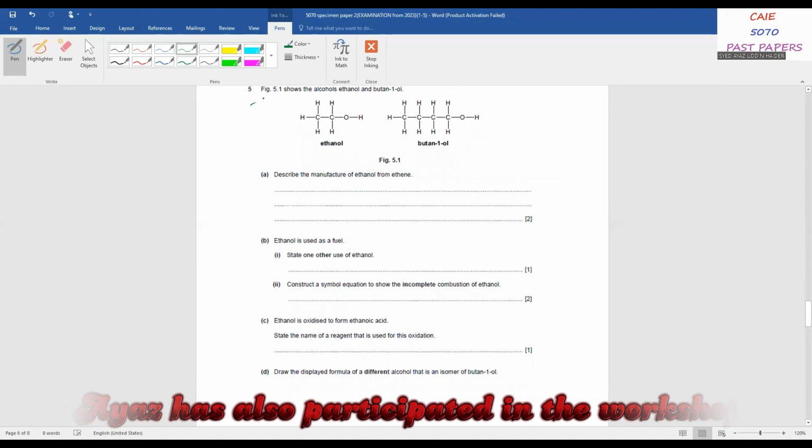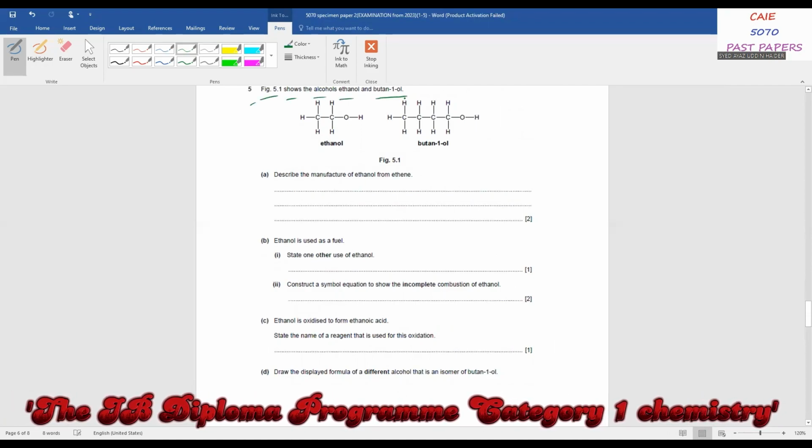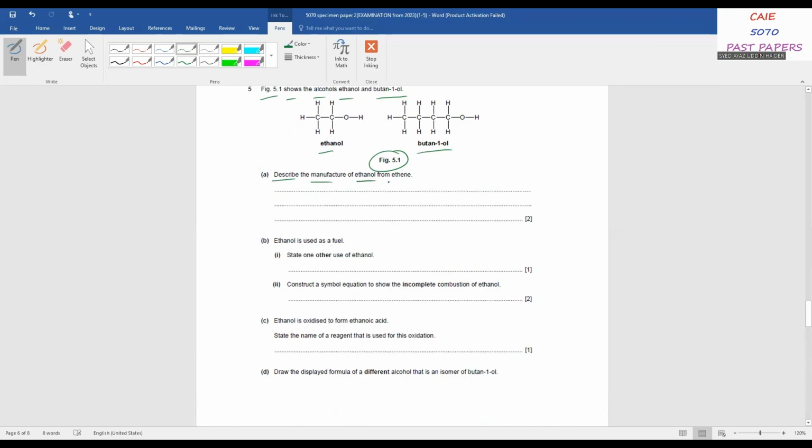Question number 5. Figure 5.1 shows the alcohols ethanol and butan-1-ol. Describe the manufacture of ethanol from ethene. So you have to write the conditions. It's very easy. The reaction with steam will take place.